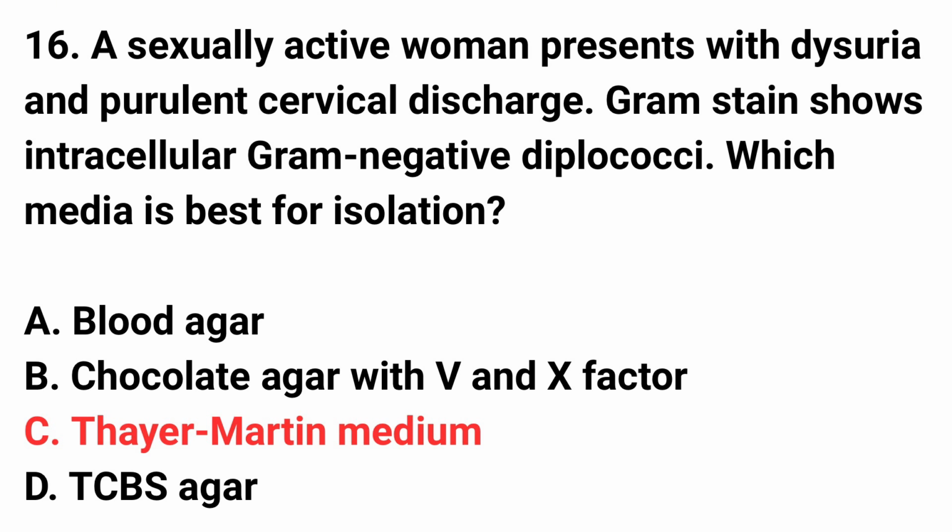Neisseria gonorrhoeae appears as intracellular gram-negative diplococci. The best medium for isolation is Thayer-Martin, which contains chocolate agar plus antibiotics. It selectively inhibits contaminating flora and allows the growth of Neisseria species.